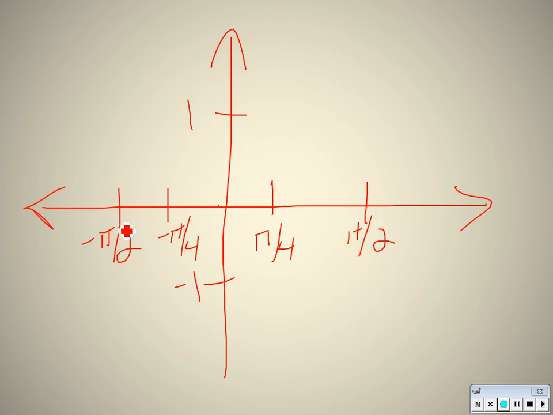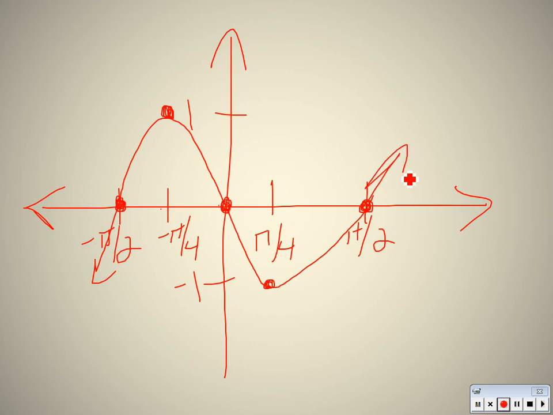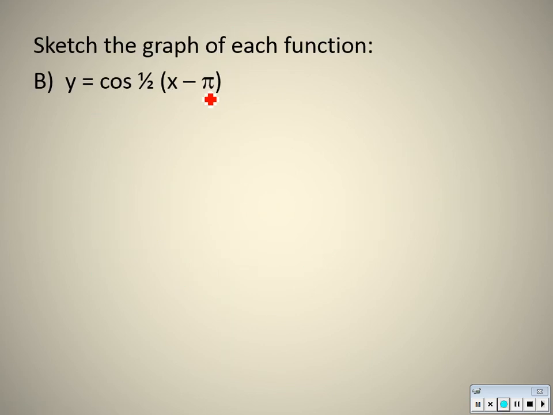So I got negative pi over 2, 0, that's here. Negative pi over 4, +1, there we go, that's better. Then I got 0, 0, pi over 4, -1, and pi over 2, 0. So here's my graph, that looks better. Down here, this one's going to point down, this one's going to point up. That's a better looking graph. So that's part A. For part B, I got y equals cosine of 1/2 times x minus pi.